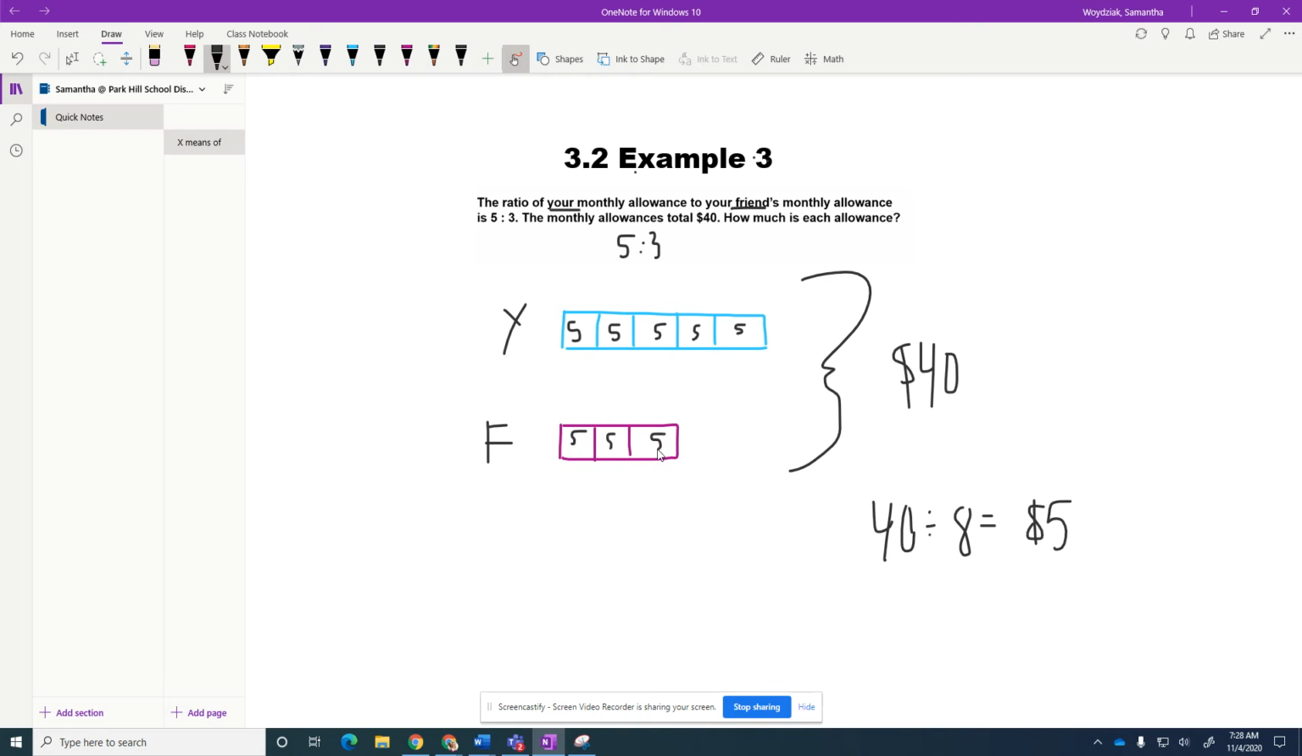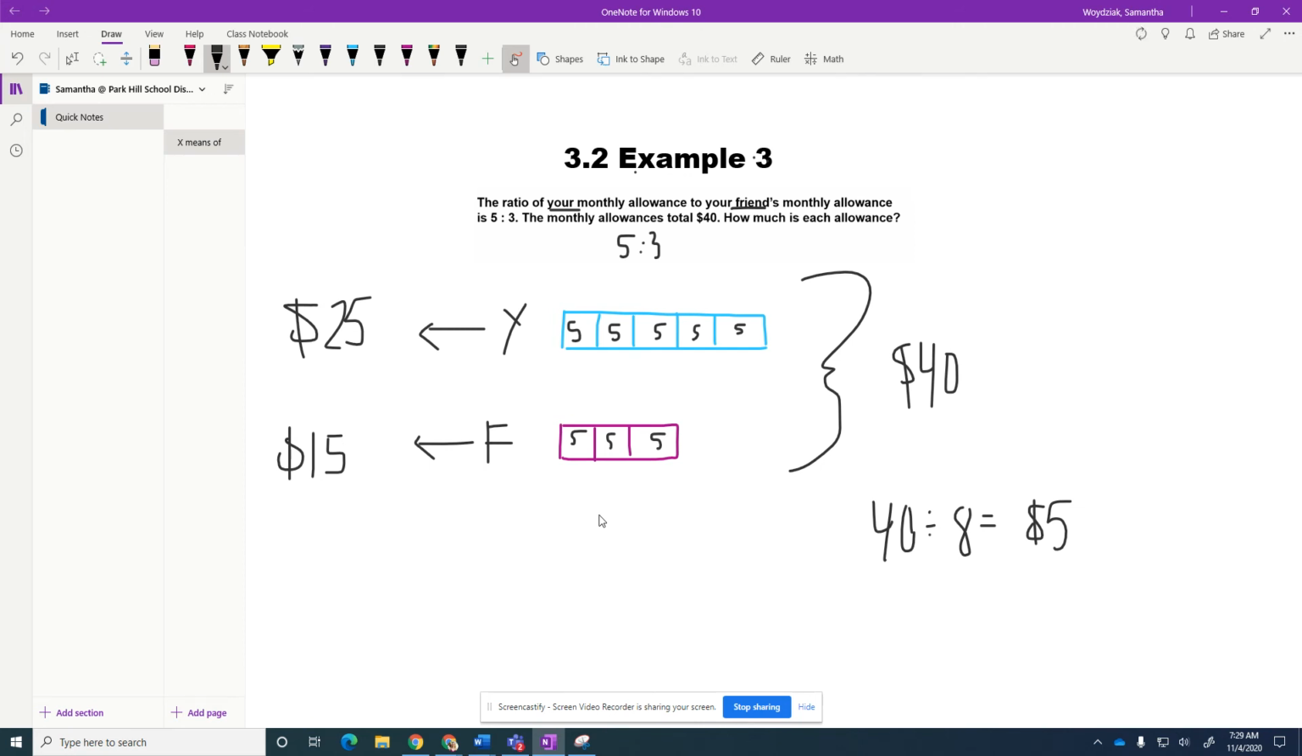All right, well, if all of them together equal 40 and your monthly allowance to your friend's allowance is 5 to 3, well, your monthly allowance has 5 pieces, 5, 10, 15, 20, 25, and your friend's has the 3 pieces, 5, 10, 15. So I'll write it over on this side since I don't have room on the other side. Your monthly allowance would be 5, 10, 15, 20, 25. And that could also be represented by 5 times 5. And your friend's would be 5, 10, 15, or 5 times 3.